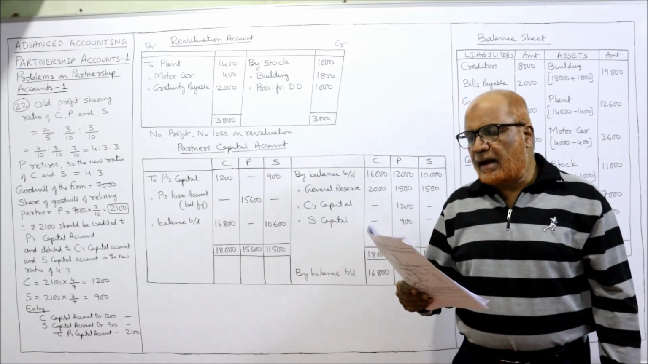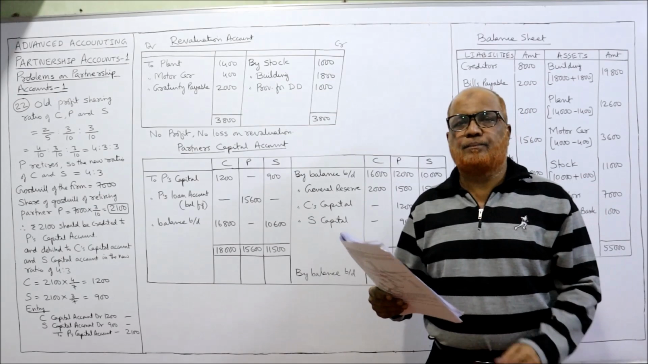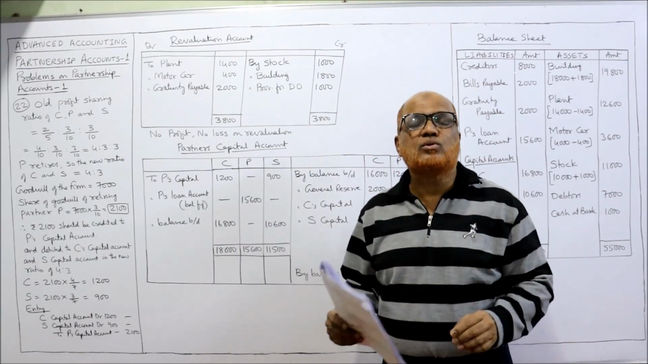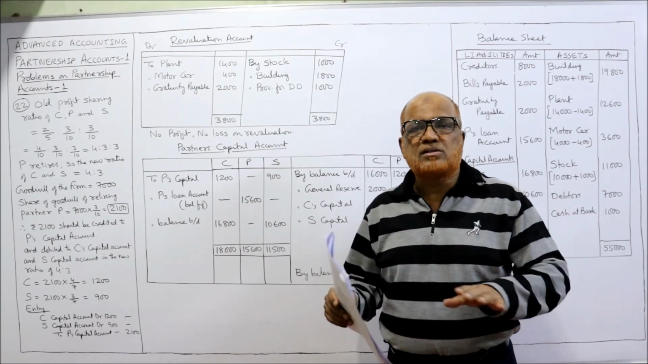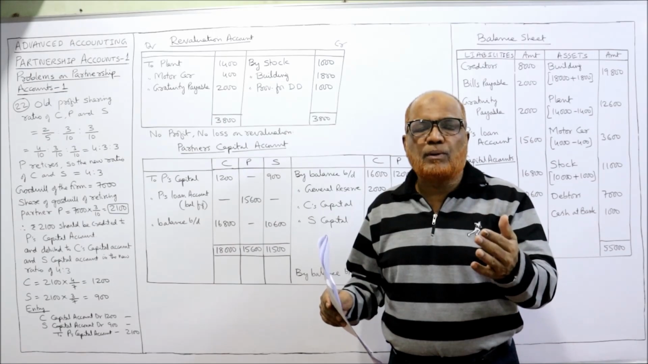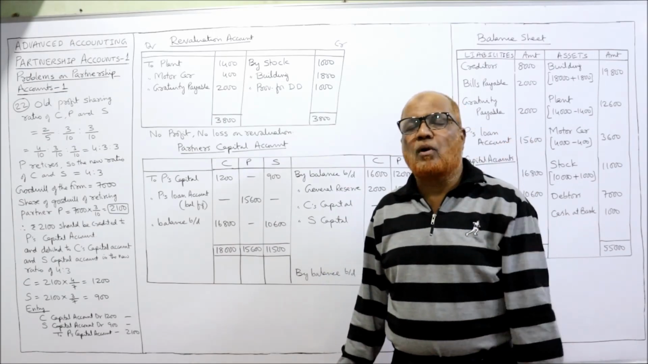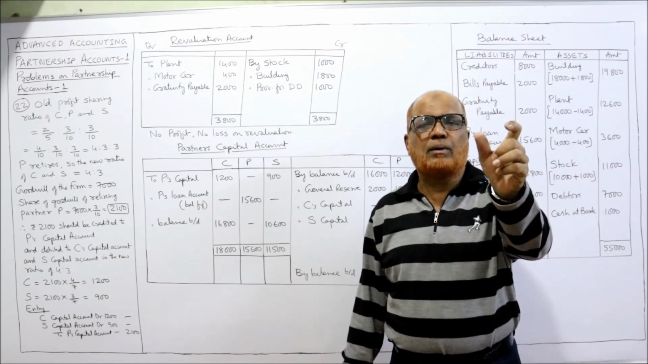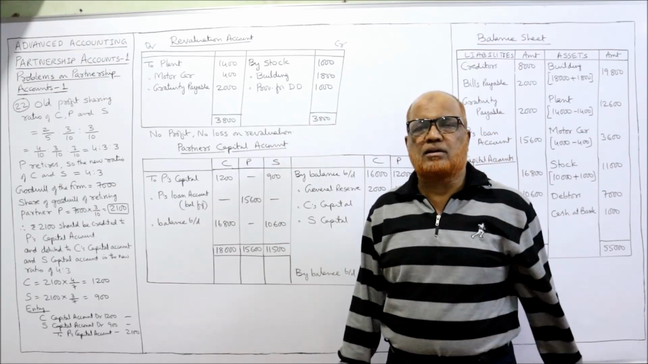Now, provision for bad debts is no more necessary. Already in the balance sheet, provision for doubtful debts is there, 1,000. Now, the adjustment is we don't require the provision. So, if you want to remove the provision, debit the provision. Entry will be provision for doubtful debts account debit, revaluation account credit.